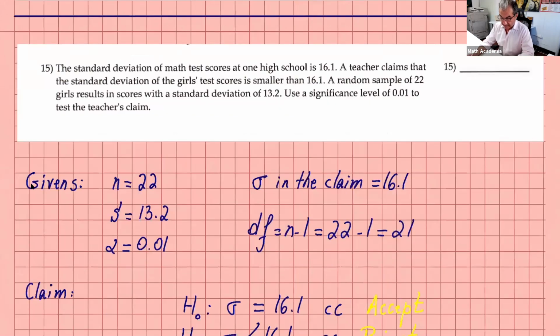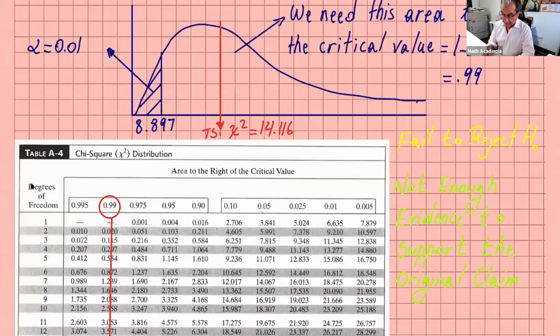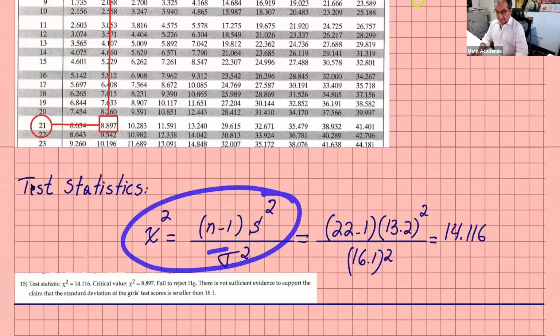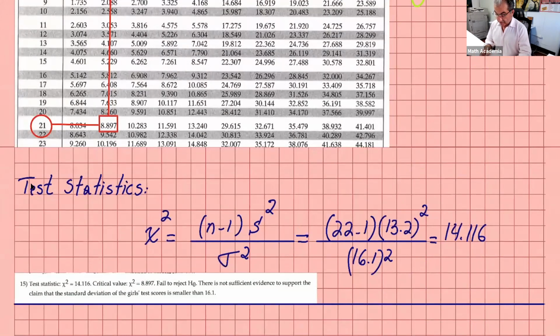Test statistic, again, you use the formula. You don't need to memorize this. It's going to be given to you. It's already there. 22 minus 1 times 13.2, the sample standard deviation, divided by the one that's in the claim. And you get 14.116. Compare it to the critical number. It's much greater than that. So it's in the non-shaded area. So fail to reject H0.